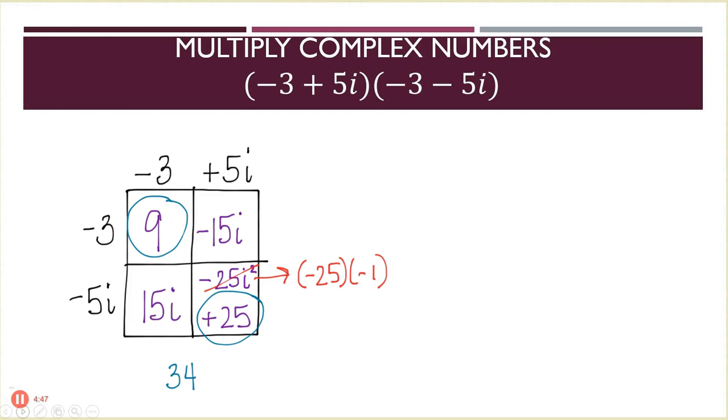And then when we add our imaginaries, positive 15i minus 15i is 0i. Now, just like always, if your coefficient is 0, we normally don't write it. So 34 plus 0i would simply be written as 34. And that is our final answer.